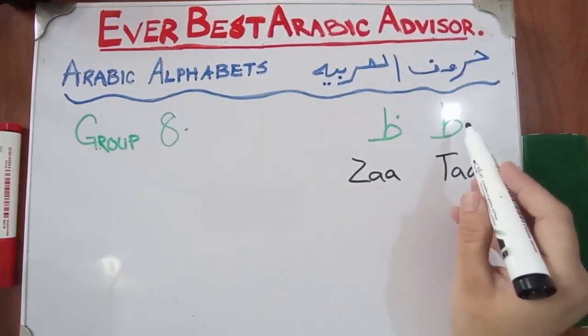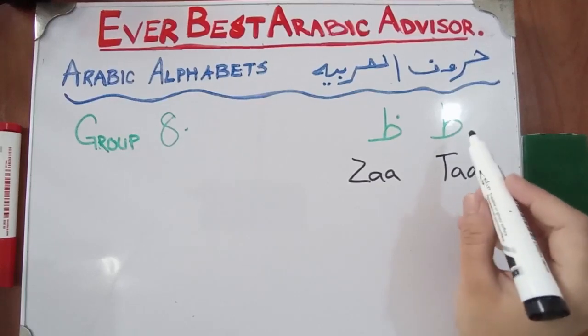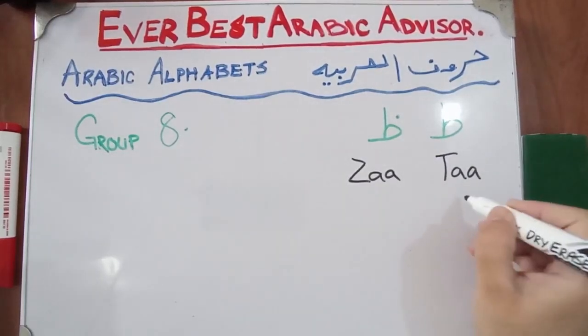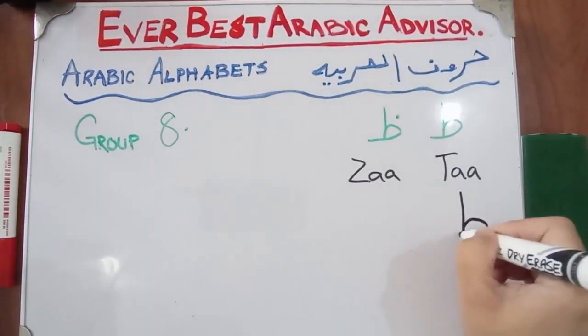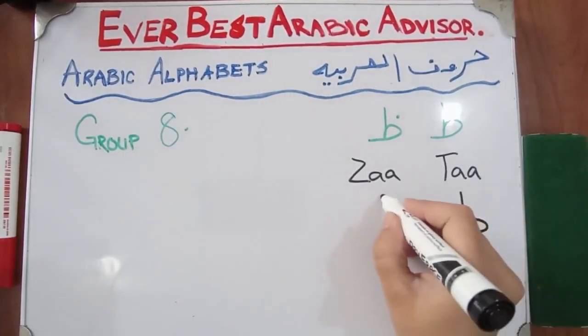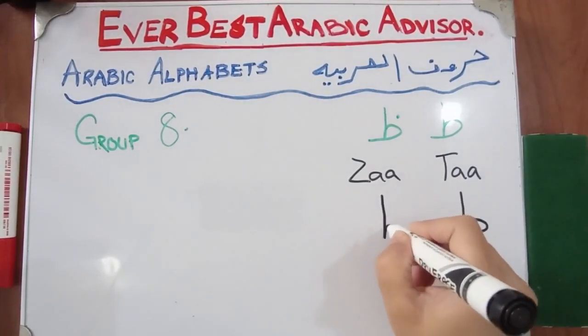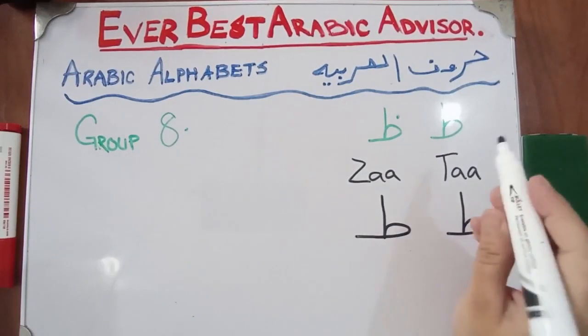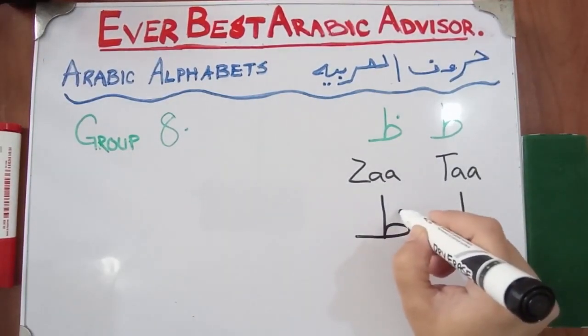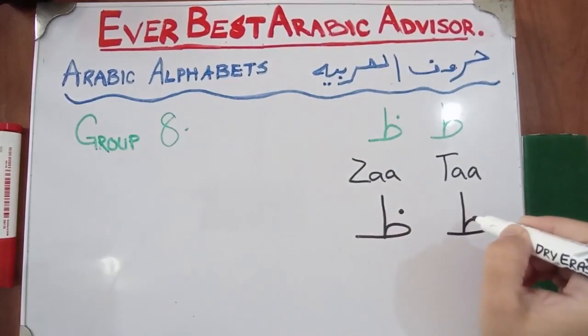Actually, let's learn first about how to write it. Ta is just like a straight line, then a longitudinal shape. Let's try again. A straight line, and then a longitudinal shape. The basic shape is the same, but the presence of a dot over the Za makes it different from the Ta.